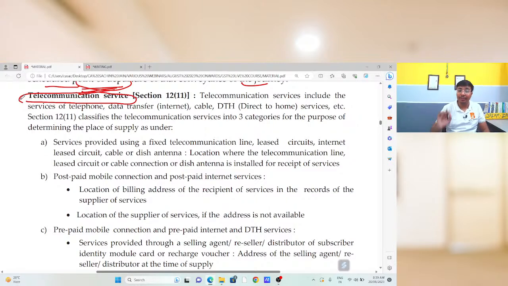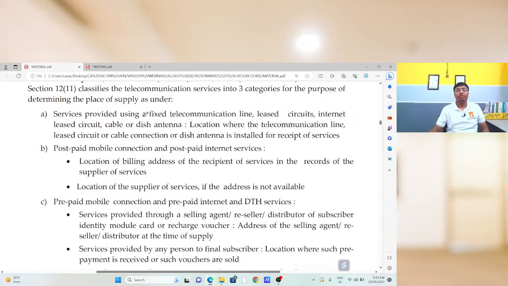So for that purpose, we are going to analyze section number 12 subsection 11 regarding the telecommunication services. There are three categories, and according to these three categories we are going to decide the place of supply.